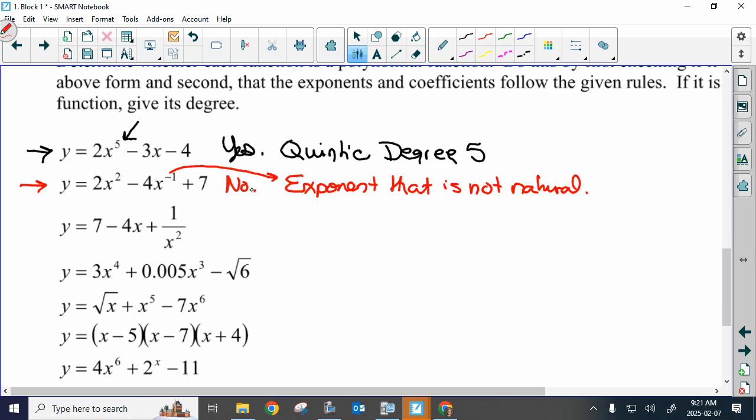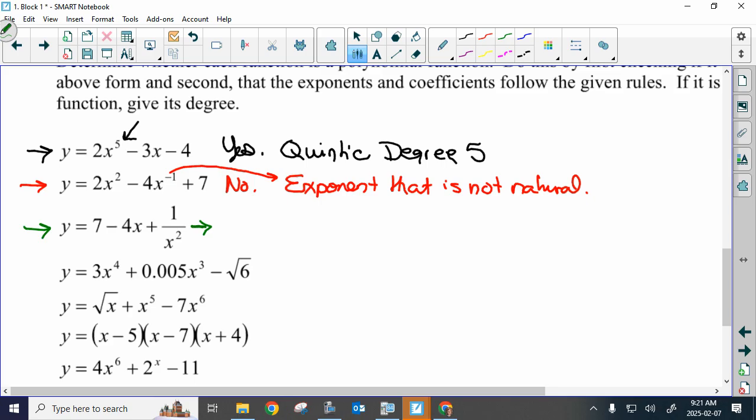Okay, let's look at the next one. So we have to interpret, is it a polynomial? Is this a polynomial, ladies and gentlemen? Okay, your knowledge of exponent laws matters quite a bit right here, okay? It looks like the exponents are natural numbers, but this should be throwing you for a bit of a loop.